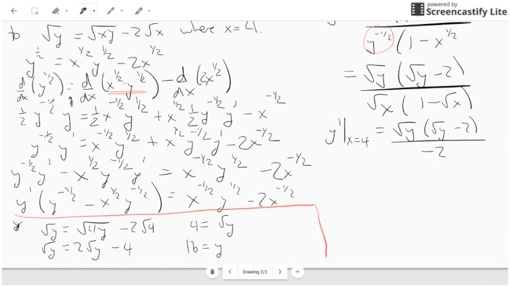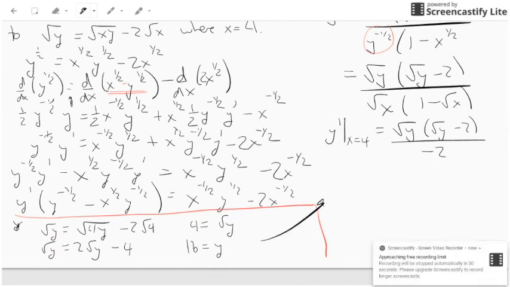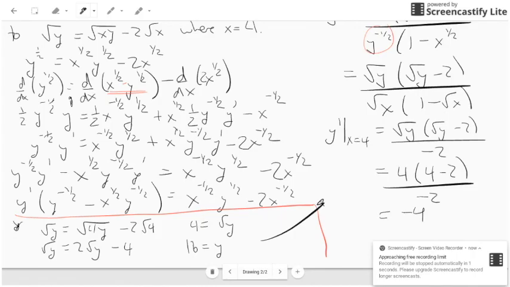So now I can come back up to my derivative here and plug that in. Root 16 is simply going to be 4, multiplied by 4 minus 2, over negative 2. So 4 minus 2 is 2. The 2's will cancel, but I'm still left with a negative. And so my answer is negative 4. So the slope of the tangent to that function is negative 4.